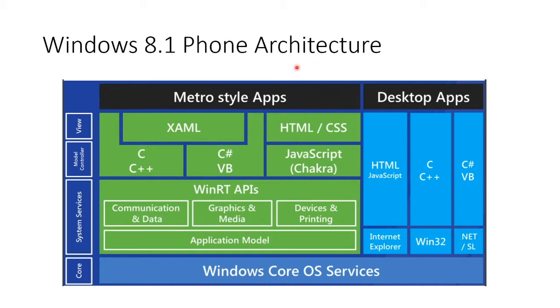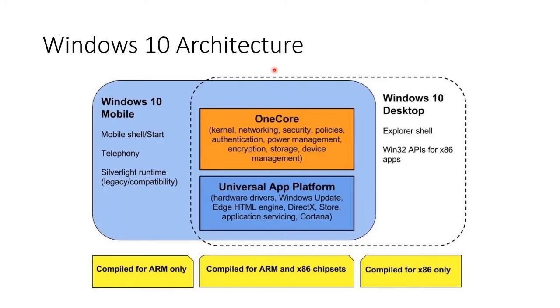But you might still have people that run Windows 8.1 phones. Or you might have people running Windows 10 phones, and Windows 10 has an architecture that there's an intersection between the Windows 10 desktop and Windows 10 mobile. They basically have a common core that has all the kernel, the networking, the security, the policies, authentication, power management, encryption, storage devices, as well as a universal app platform, which basically allows apps to run on anything that is Microsoft. So you can have apps that are compiled specifically for desktops, apps that are compiled specifically for mobile devices, or apps that are compiled to run on either.